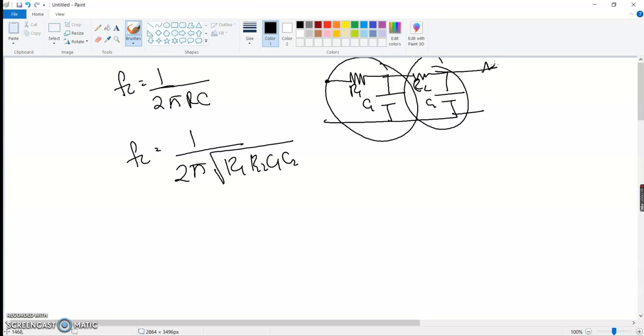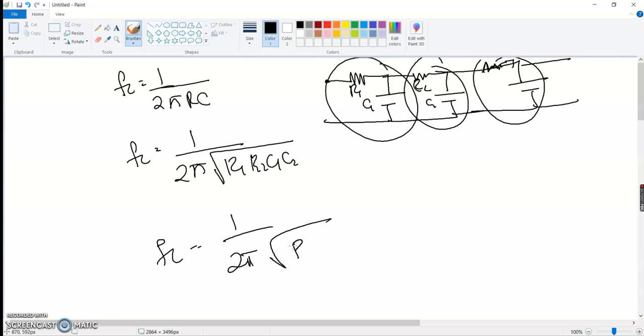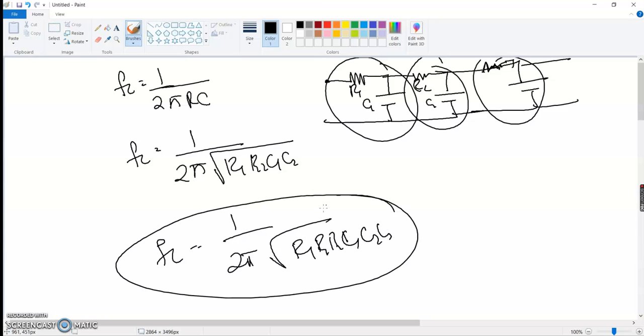And similarly, if we have a third order filter, which is a combination of three cascaded loops, then for third order it would be 1 over 2 pi root of R1, R2, R3, C1, C2, C3, and so on, right? That's how you can figure out the cutoff frequency for the cascaded circuit, and you can change the slope at which the cutoff frequency actually exists, right? So yeah, that's all we discussed in the tutorial of that class.